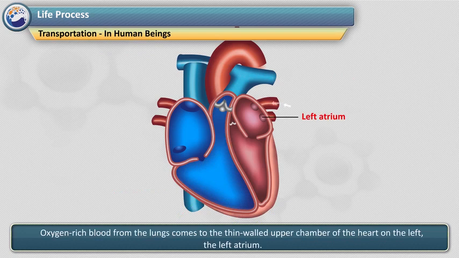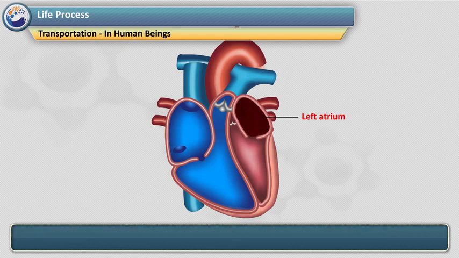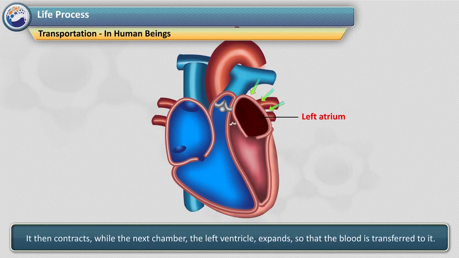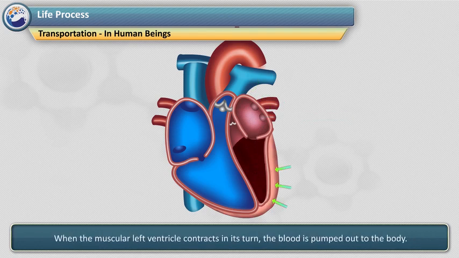Oxygen-rich blood from the lungs comes to the thin-walled upper chamber of the heart, the left atrium. The left atrium relaxes when it is collecting this blood. It then contracts while the next chamber, the left ventricle, expands so that the blood is transferred to it. When the muscular left ventricle contracts in its turn, the blood is pumped out to the body.